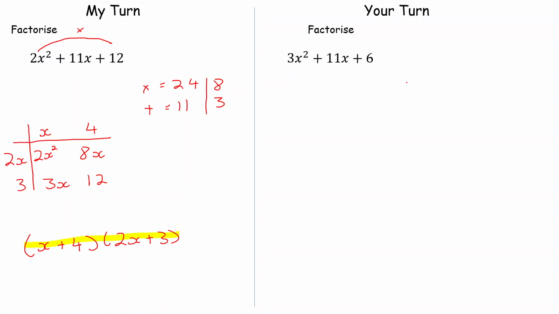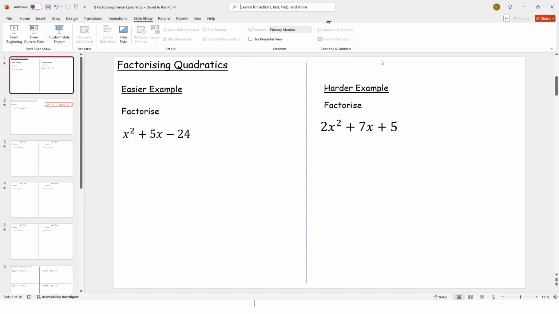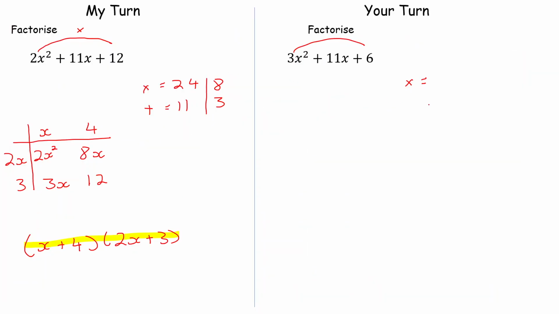So again, numbers that multiply to make this time 3 times 6, which is going to give you 18, and numbers that add to give your middle part, which is positive 11. So that can go in there. And again, if you weren't sure, maybe you would try 6 times 3, because 6 times 3 gives you 18, but 6 add 3 doesn't give you 11, so that doesn't work out. Let's try 9 and 2, which does work out because 9 times 2 is 18, 9 add 2 gives you 11. So that's a much better option to go for here.